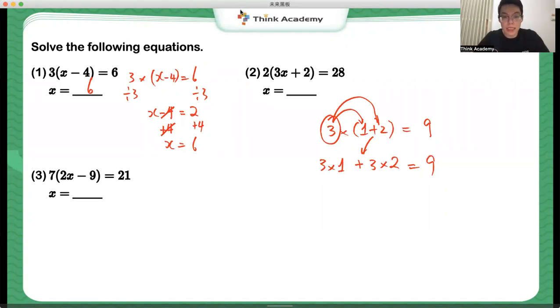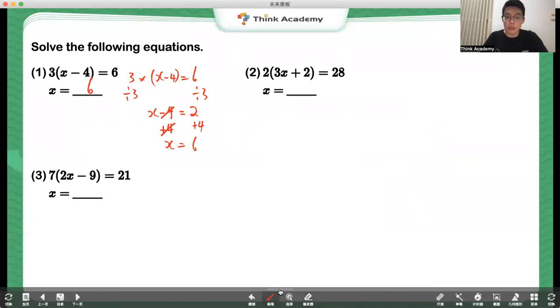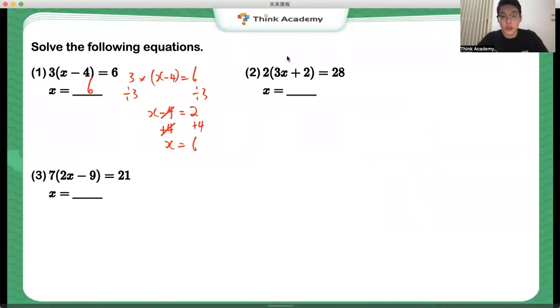Okay, so that's the basis of distributive law. So after knowing the distributive law, we can definitely apply it to the equations as well. Of course, you can just do this question as what we did just now, dividing 2 on both sides. Or the other way is that you can multiply the 2 to each term within the brackets, or distribute the 2 into the bracket to everyone in the bracket, okay?